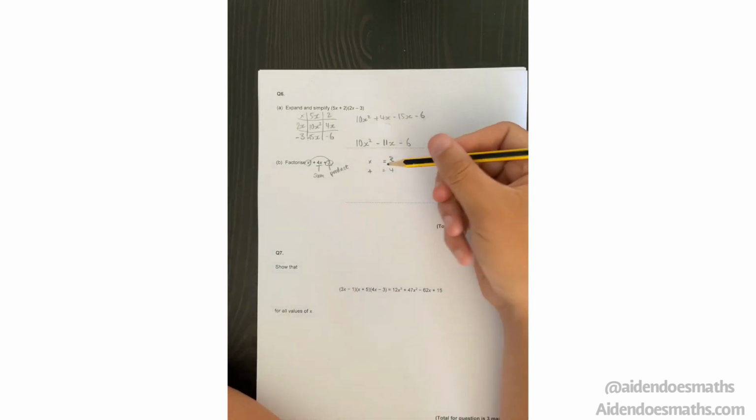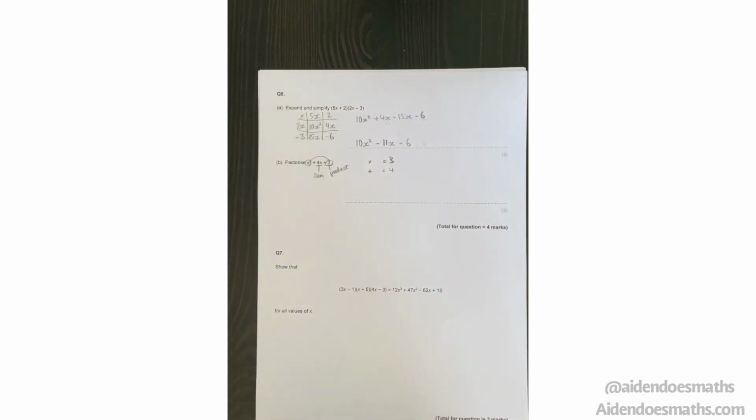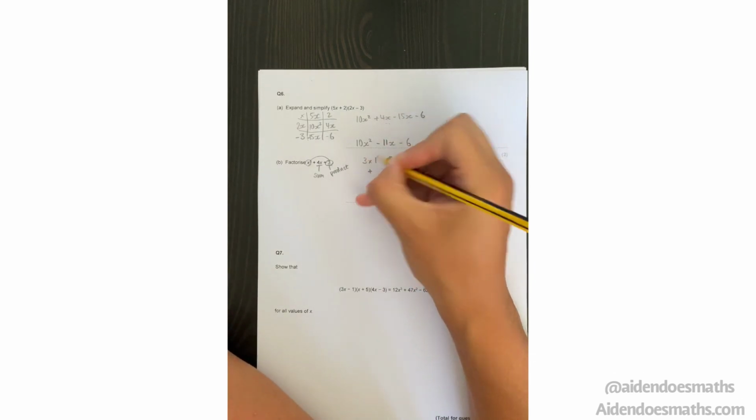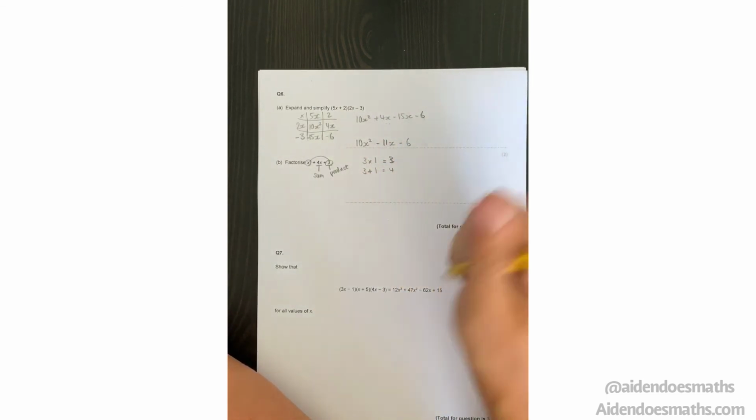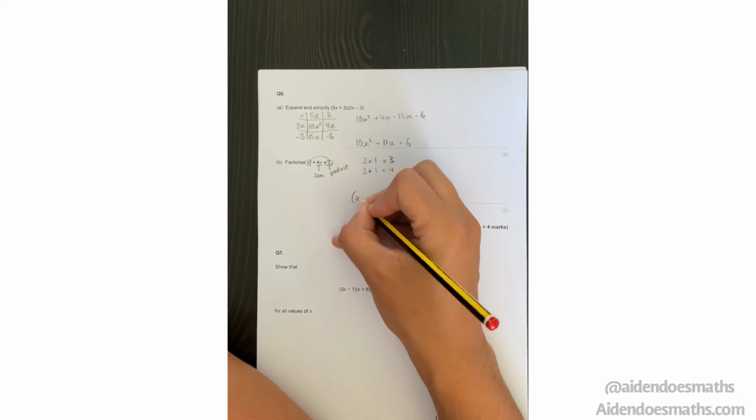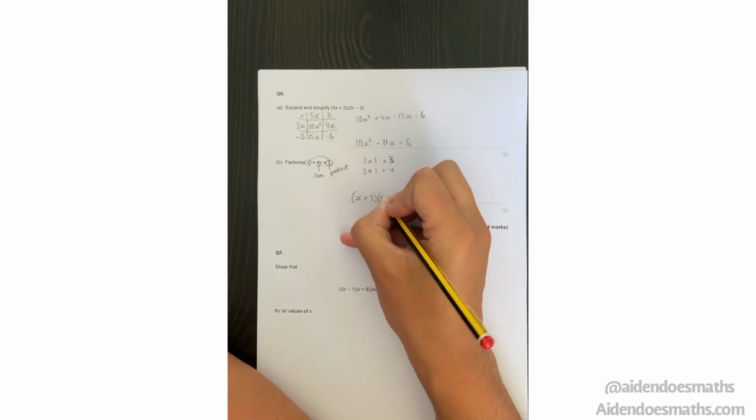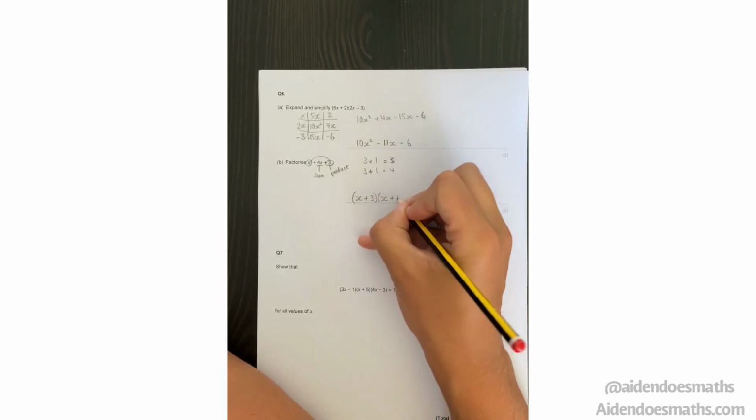The only possible numbers that multiply to make 3 would be 3 and 1. And if we notice, 3 plus 1 does give us 4. So in our brackets, x plus 3 and x plus 1.